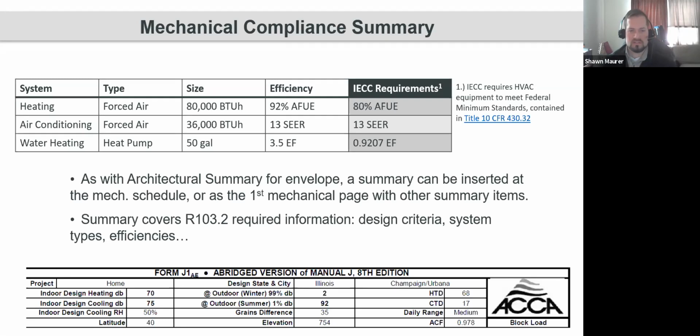Another thing to be aware of is that sizing should be done based on a Manual J calculation, and then sized appropriately based on those Manual J load calculations using the Manual S from the ACCA design manuals. We've included here just a brief reference to the Manual J as far as picking your design criteria for outdoor air conditions and interior air conditions. We'll go into more detail about how the Manual J is actually completed in some other webinars in the future.